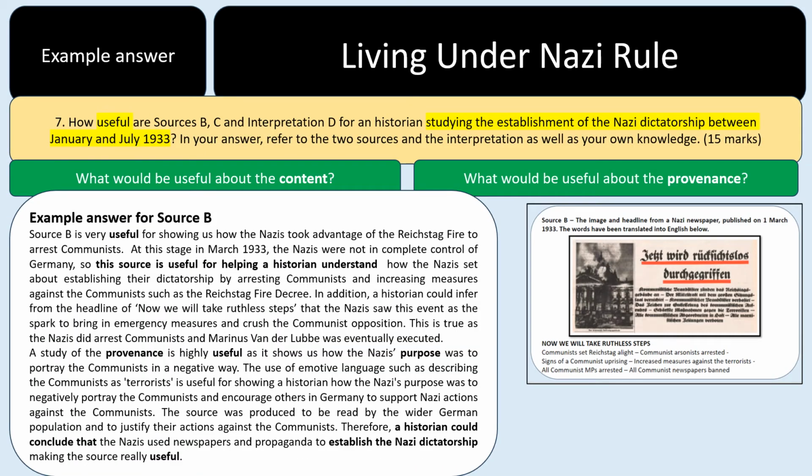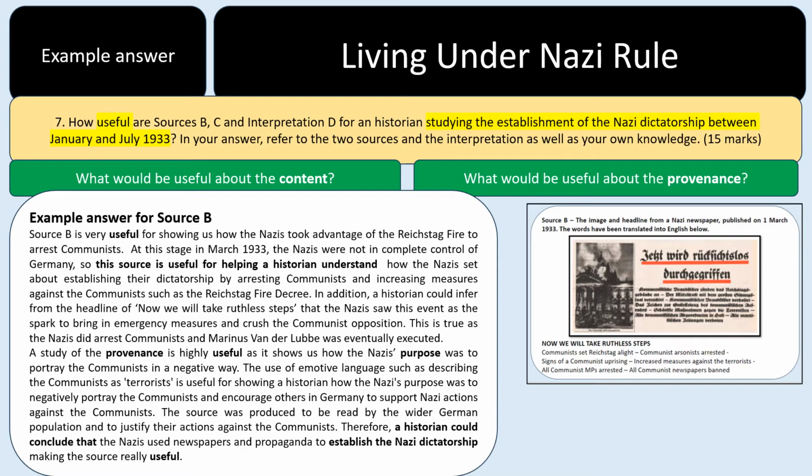Okay, so we're going to have a look at an example answer for source B. Now, you don't have to write as much as we've written here. The guide here is that you need to think about what's useful about the content and what's useful about the provenance, but you don't absolutely have to write about both. Basically, what you need to be able to do is make a sensible evaluation of how useful the source is.